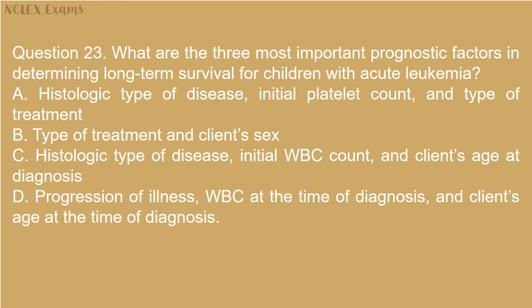Question 23. What are the three most important prognostic factors in determining long-term survival for children with acute leukemia? A. Histologic type of disease, initial platelet count, and type of treatment. B. Type of treatment and client's sex. C. Histologic type of disease, initial WBC count, and client's age at diagnosis. D. Progression of illness, WBC at the time of diagnosis, and client's age at the time of diagnosis.